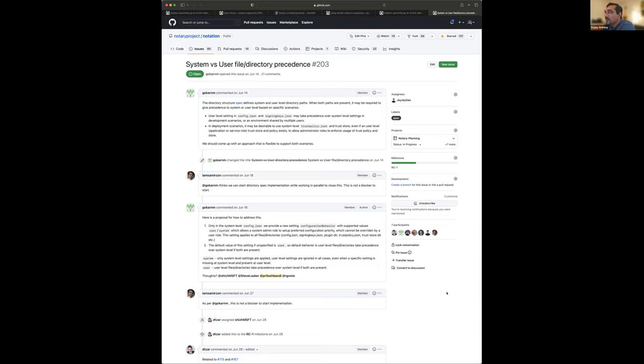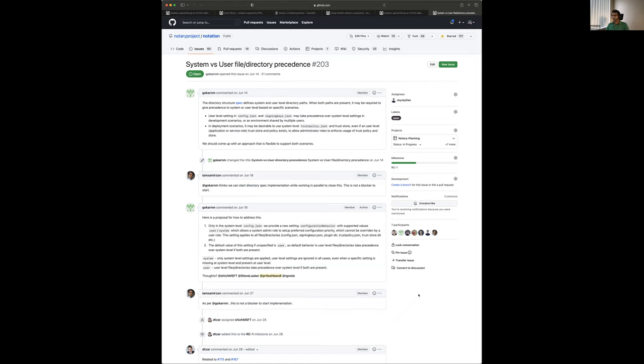Okay. So initially, I think we had a directory structure. In the directory structure, we defined two paths where the user can put the configs, like the trust store, trust policy, signing key list config, and things like that. So now the question was, if config can be present in both locations, which one takes the precedence, which one takes the priority?